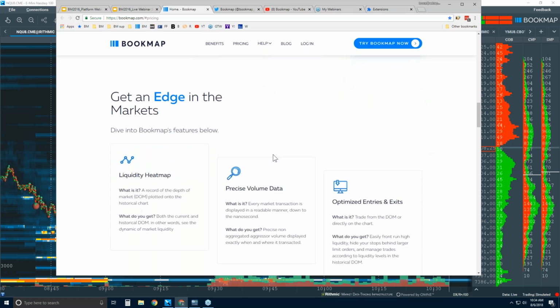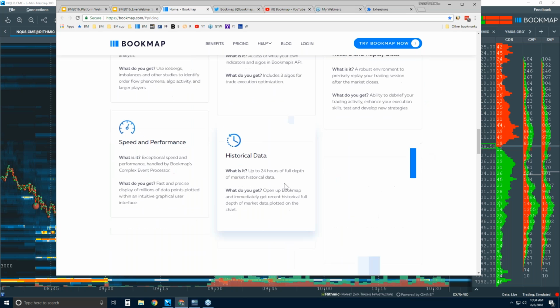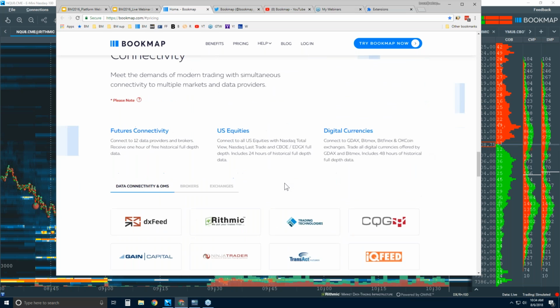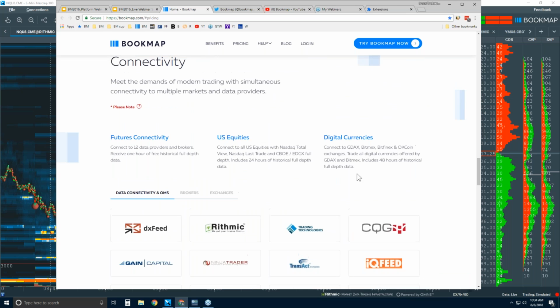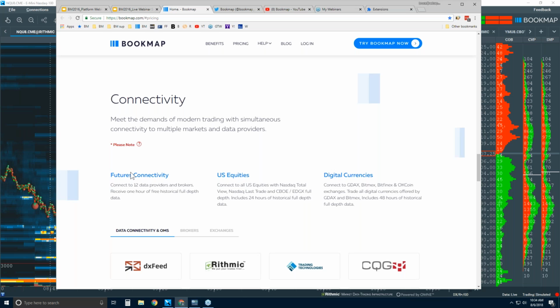You can read more about getting the edge here with Bookmap, the different features. We're going to go through that in this webinar, so ask questions if you have any. And then connectivity, so we'll stop here and define the different markets that Bookmap connects to.